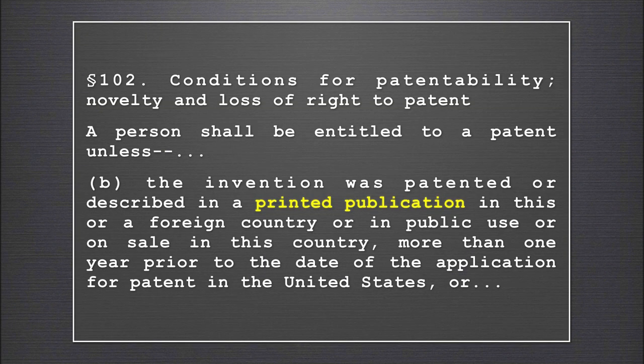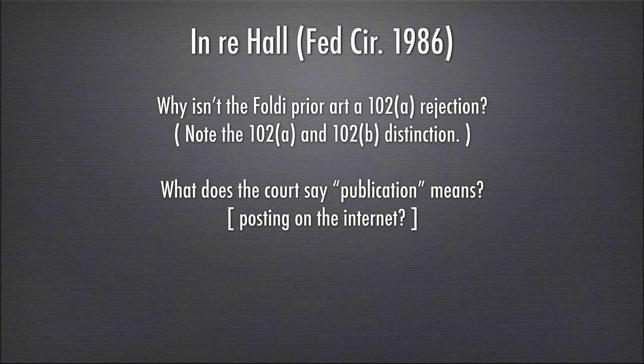So let's work through a couple of cases here. The first one is, what is a printed publication? This actually works for purposes of both 102A and 102B. And the Hall case is the key case here. One question is, the argument is whether this particular dissertation, which was filed and indexed in Germany, why is this not a 102A rejection?